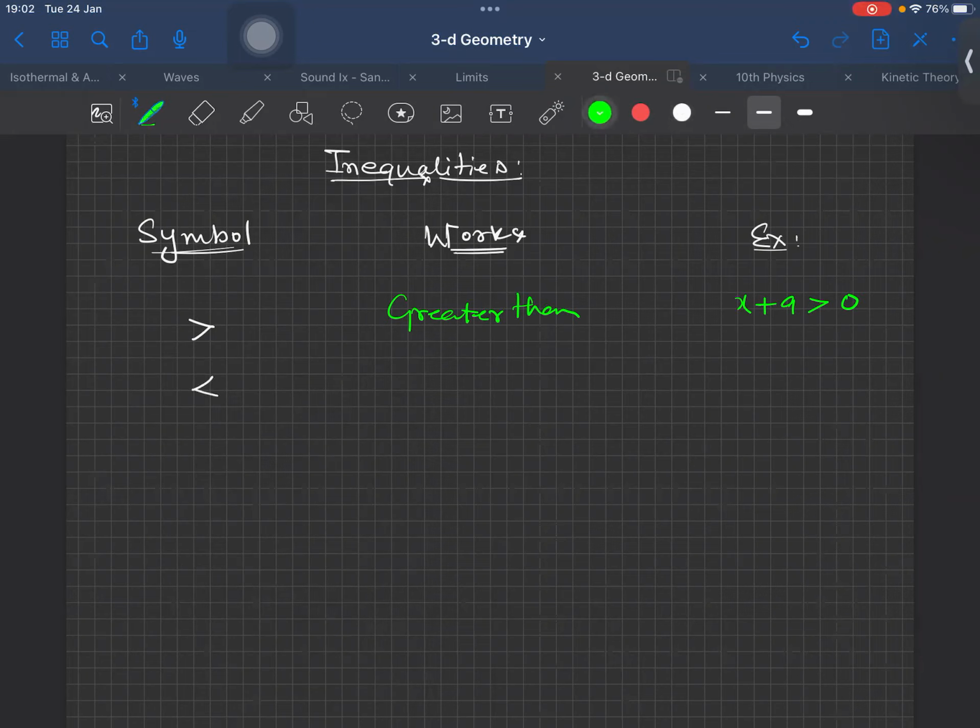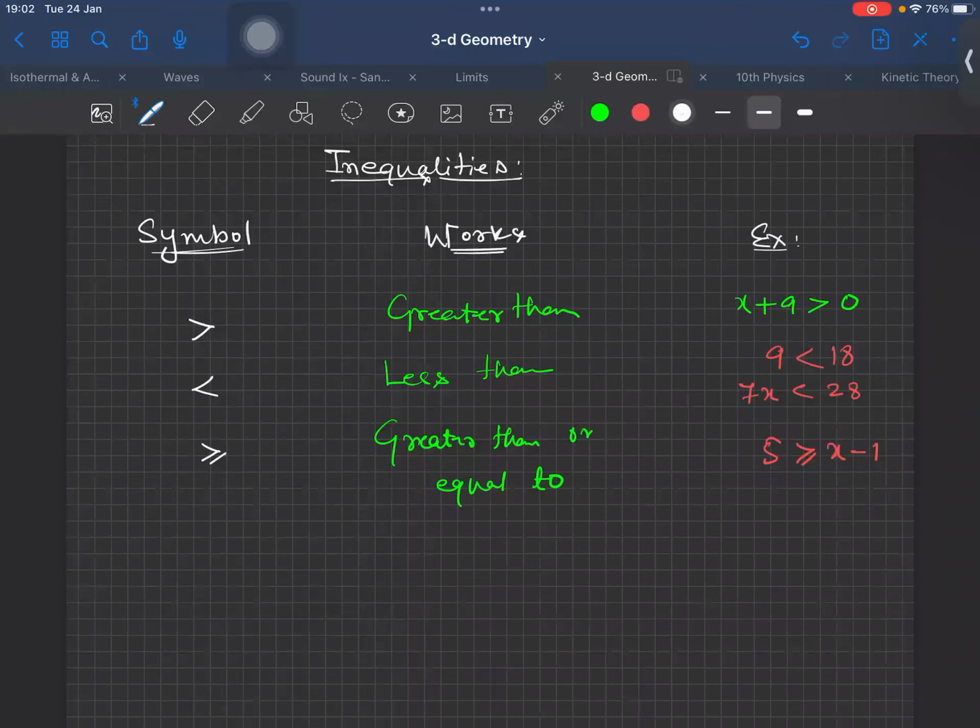Similarly, we have less than. Of course, 9 is less than 18, right? We all know that. In terms of variable, you can write as many examples as you want, like x less than, let's say, 28. Then we have greater than or equal to. So let's have an example: 5 is greater than or equal to x minus 1.